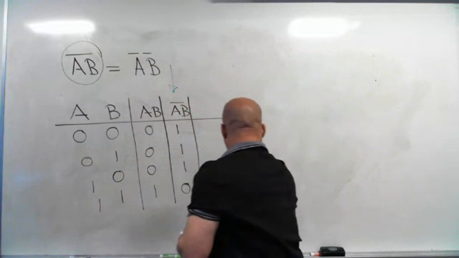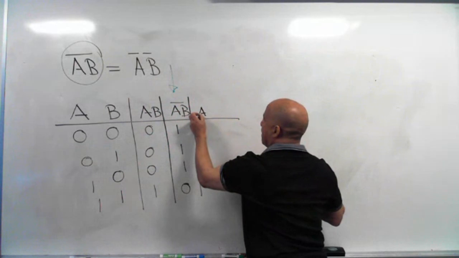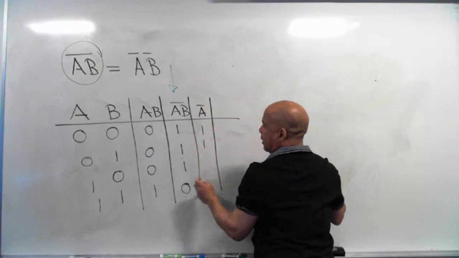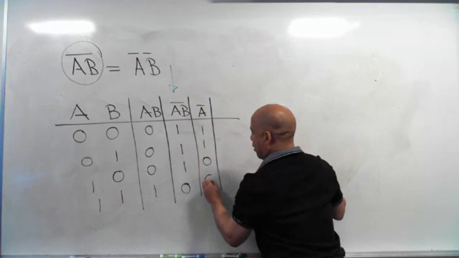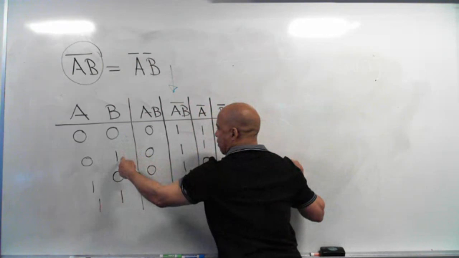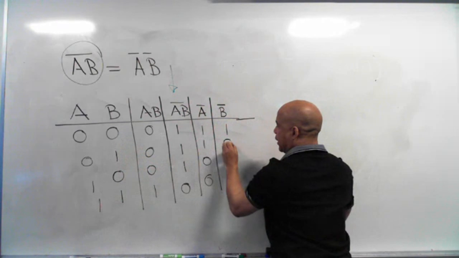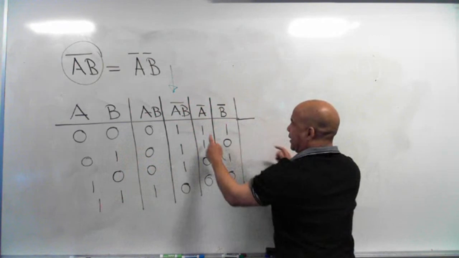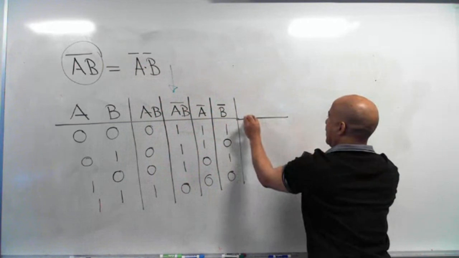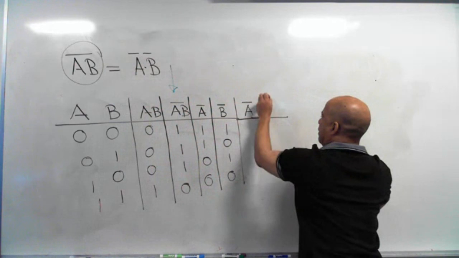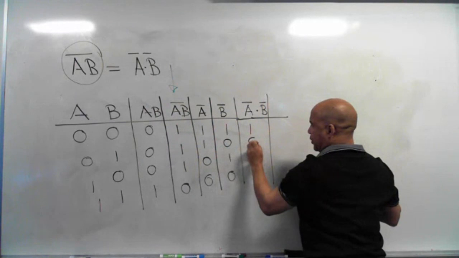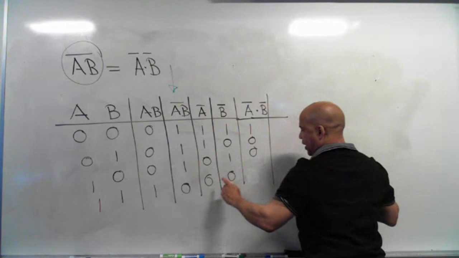But the question is, what about this one? Well, next you'll take A and NOT A. A is 0, 0, 1, 1, so NOT A is going to be 1, 1, 0, 0. Then we do the same thing with B. B is 0, 1, 0, 1, so NOT B is 1, 0, 1, 0. Then we take these two columns and AND them together. This represents NOT A ANDed with NOT B, which is the other side of the equation. If I AND these together, I get a 1. I AND these together, I get a 0. These, 0. These, 0.